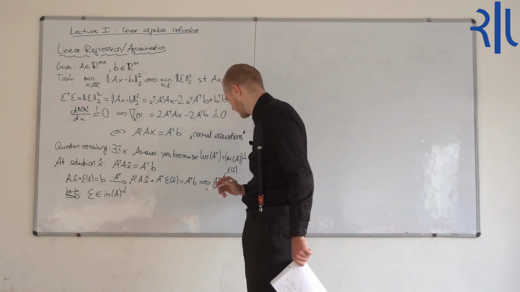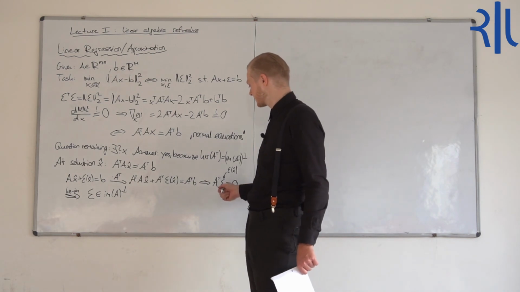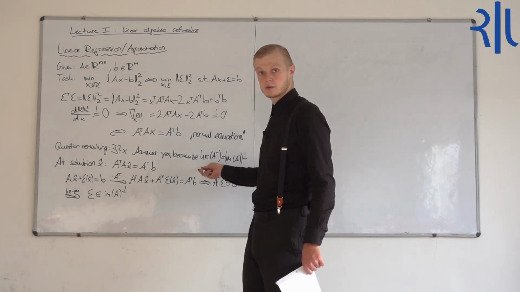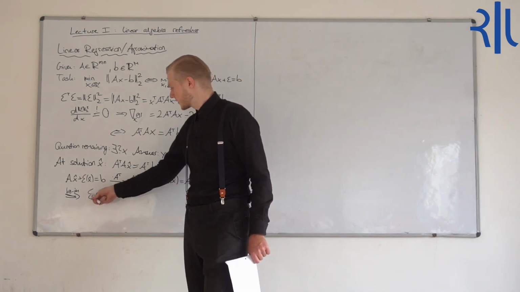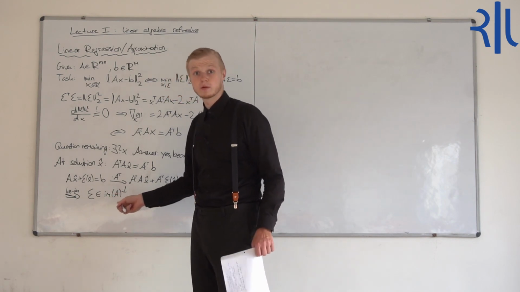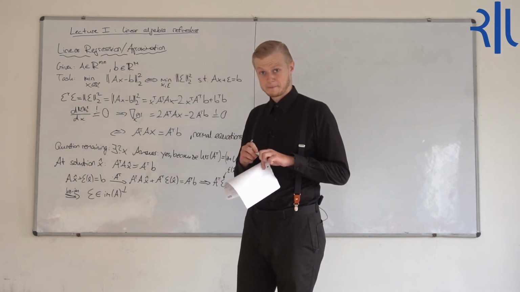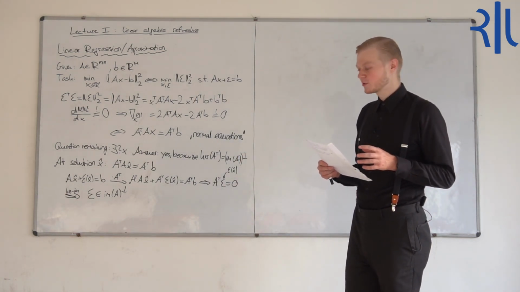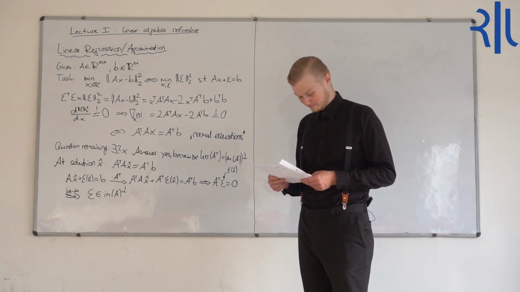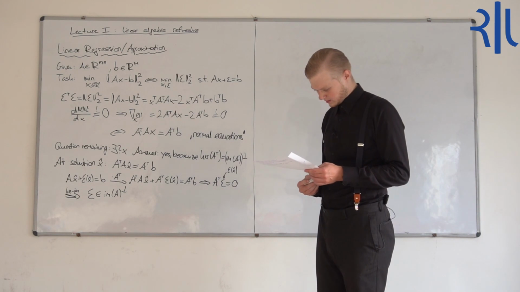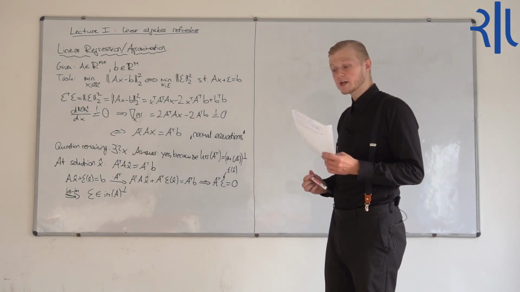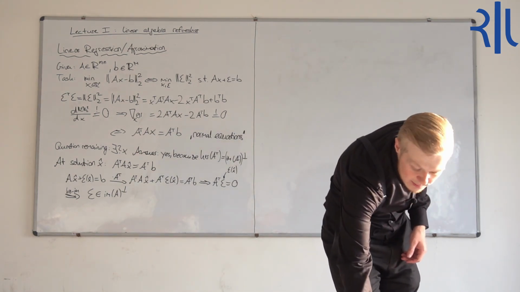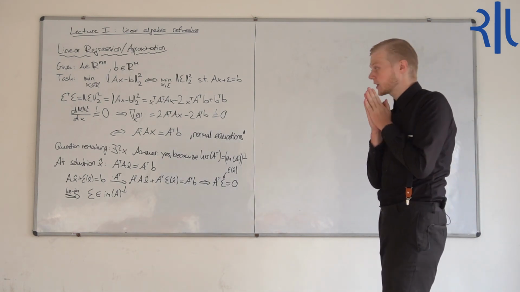So the error epsilon, at least at the optimal solution, is in the kernel of A transpose, and with this theorem here, we know that the error is in the orthogonal complement of the image of A. That means that the error is actually orthogonal to the column vectors in A. And that is quite an important statement because the assumptions that we made here were actually quite weak.